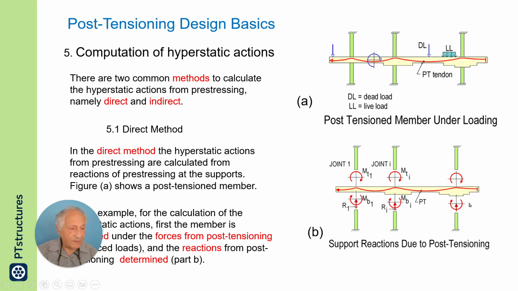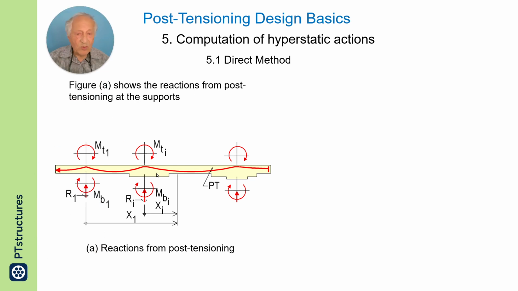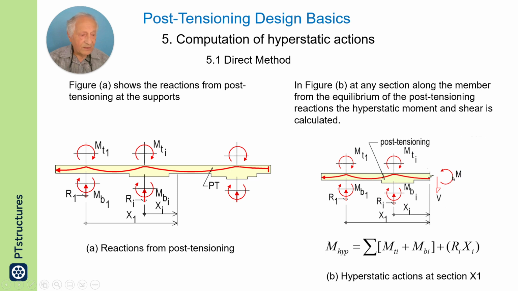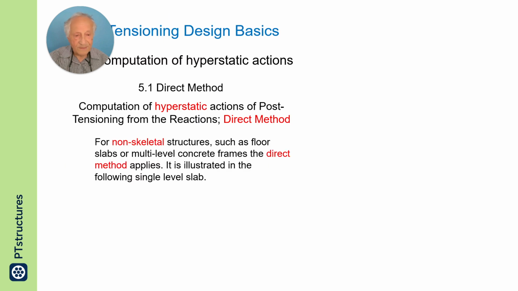In the direct method, you analyze the structure shown on the top, you calculate the moment and shear from post-tensioning, then you apply the moment and shear from post-tensioning to the member, and at a section like here, you would say the hyperstatic moment and hyperstatic reaction is the sum of these moments and force times distance. This is the expression at the bottom. This is how it is done, and it applies to all situations.